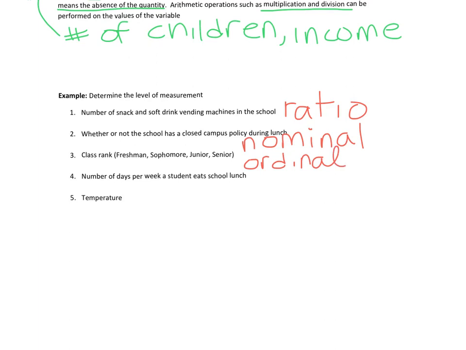Number of days per week a student eats lunch, we would say a number to answer that, or values of that variable. So 0 means no days that they eat lunch. So that means an absence of days, so that's ratio. And then finally, temperature, we know 0 degrees does not mean an absence of temperature. It just means it's very cold. So we would call that an interval level of measurement.